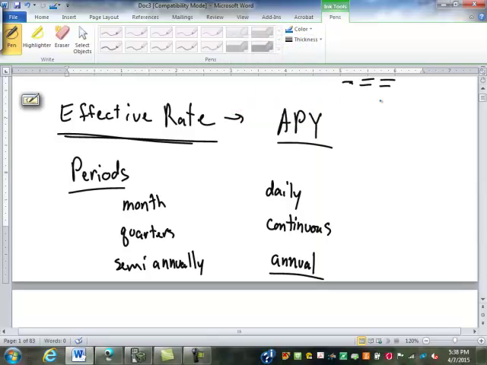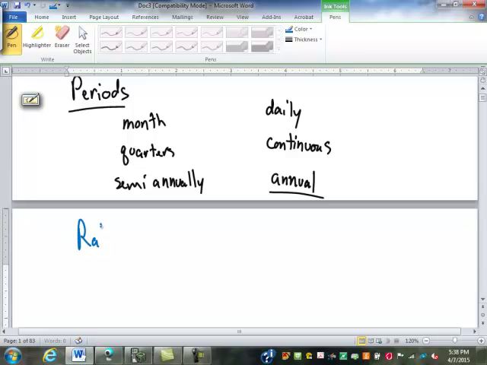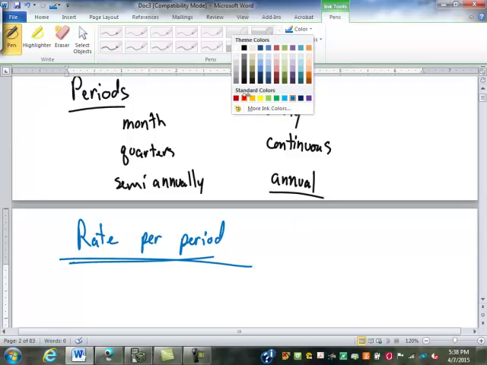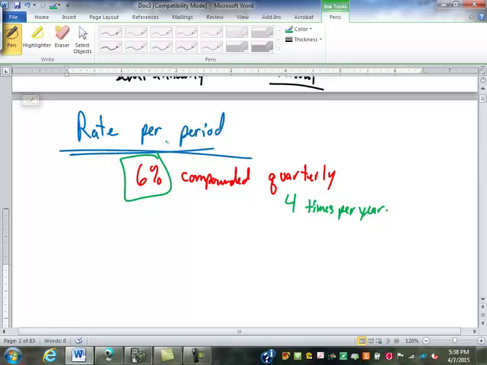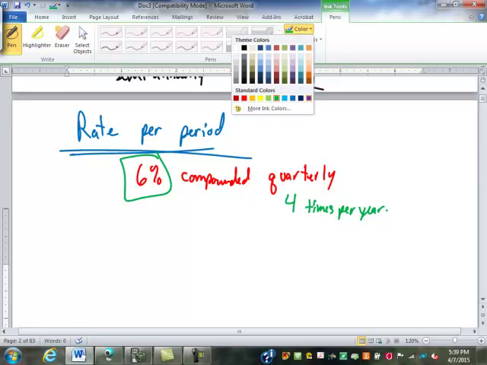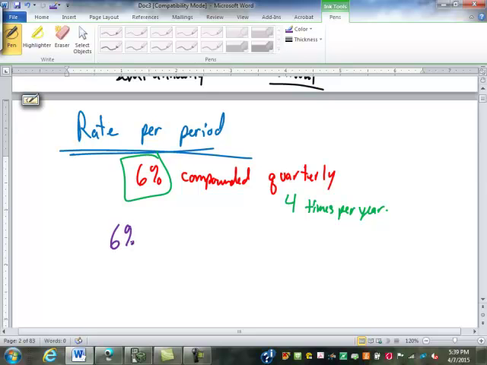Now, with those periods, we sometimes talk about a rate per period. Let's say that we have that 6% interest we talked about earlier, but it's compounded quarterly. Quarterly means how many times per year? 4 times a year. So the 6% we said is an annual rate. The stated percentage is always an annual percentage rate. So the rate per quarter or per period would be 6% divided by 4 periods in a year, or 1.5% per quarter.